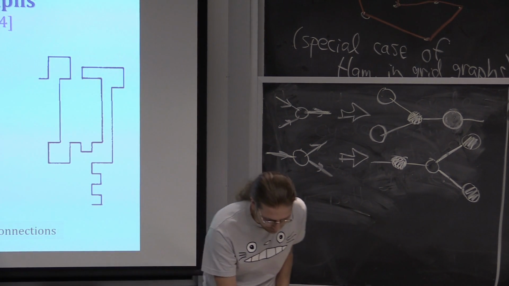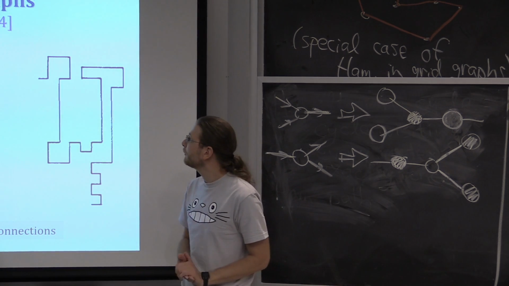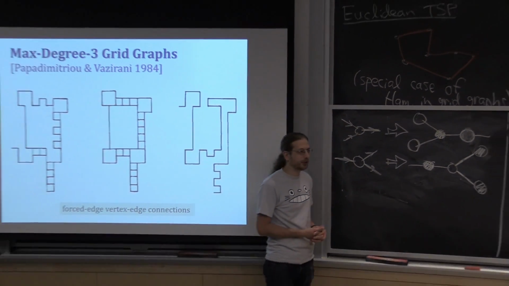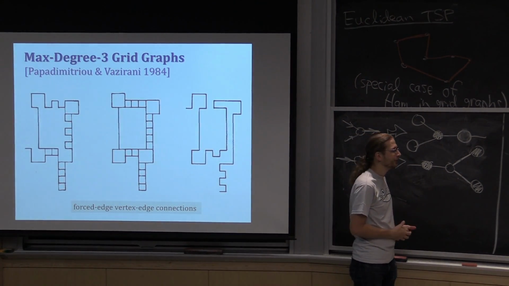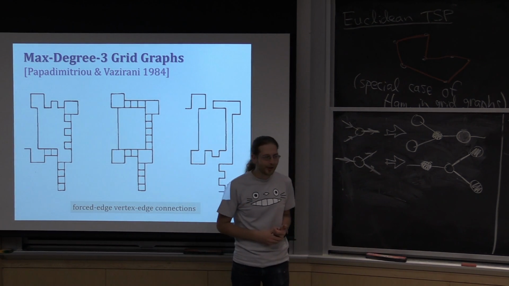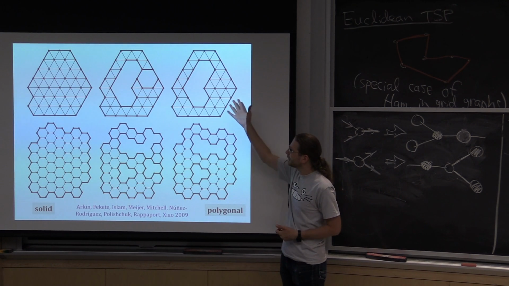Cool. Some more geometry. All right. So for a long time, this was all done in the 80s, all the grid graph stuff. We only had square grids. We couldn't afford triangles back in the day. But recently, people started to think about triangular grids and hex grids.